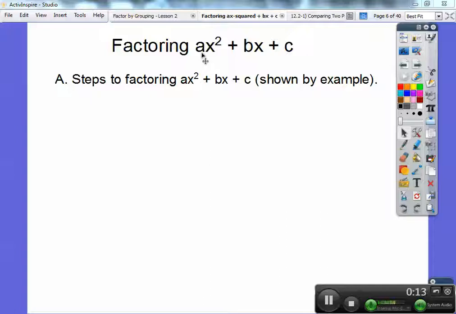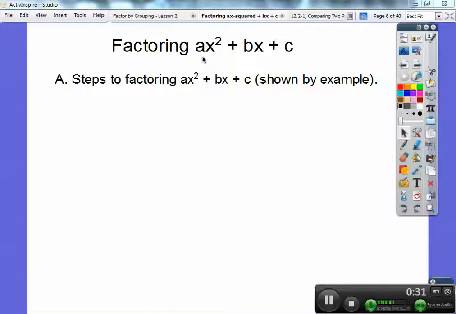This is when the number in front of the x squared term is not 1. It would be extremely helpful if you went back and watched the video that I put up on factoring by grouping. Factoring by grouping would really make this lesson a lot more meaningful if you did. Otherwise this one's going to be a little bit hard to understand.